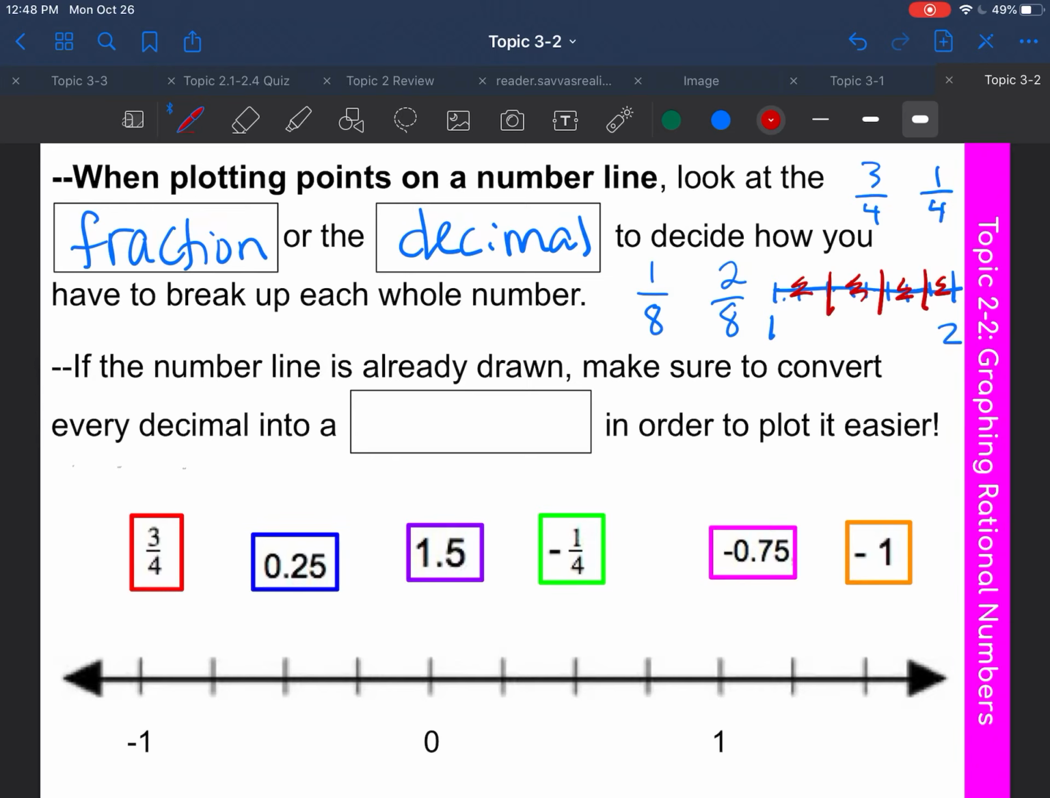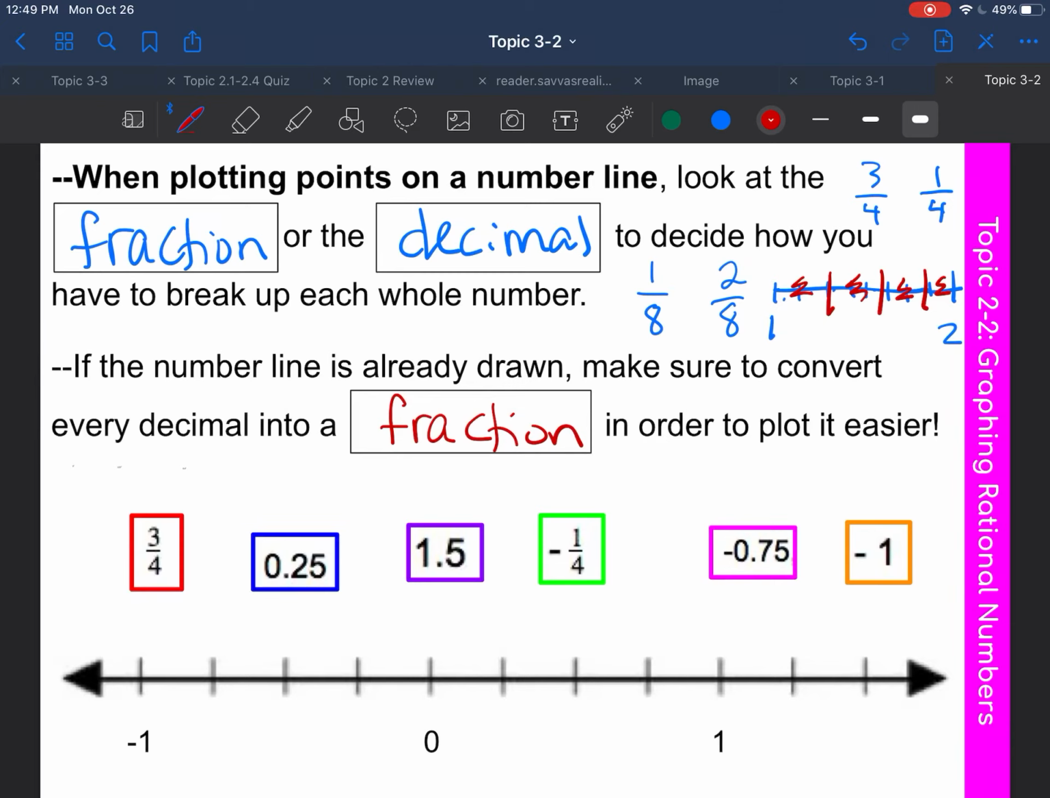Now, if the number line is already drawn, like we see down below, make sure to convert every decimal into a fraction in order to plot it easier, okay? Again, that's just a recommendation from me to convert every decimal into a fraction because it's a lot easier to look at a number line and graph fractions than it is to graph decimals.